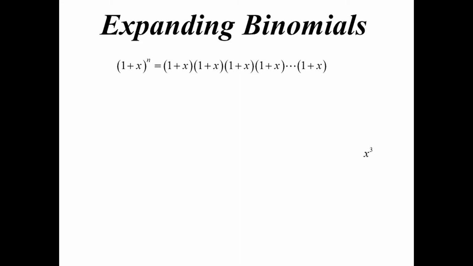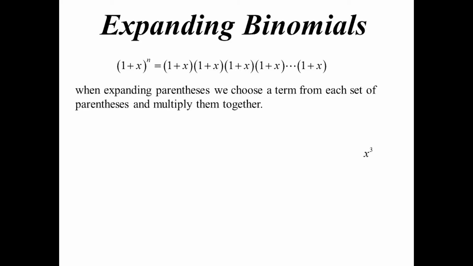In other words, we're saying (1 + x) times (1 + x) times (1 + x), and so on and so on, n times. Now when we expand out, what we're essentially doing is taking a term from each of the sets of parentheses and multiplying them together. And then we just have to make sure we do every possible one that we can.